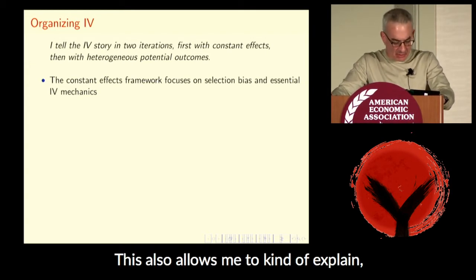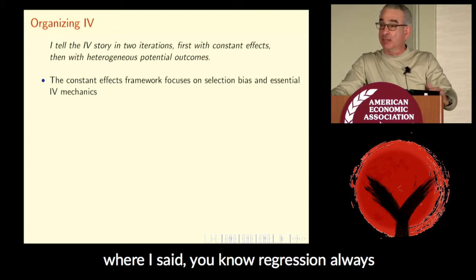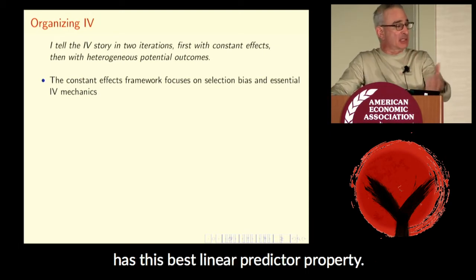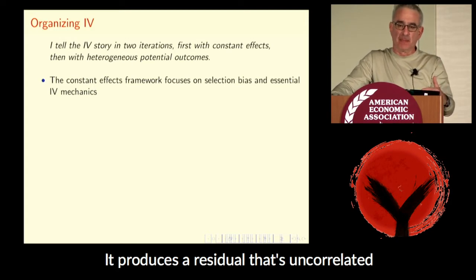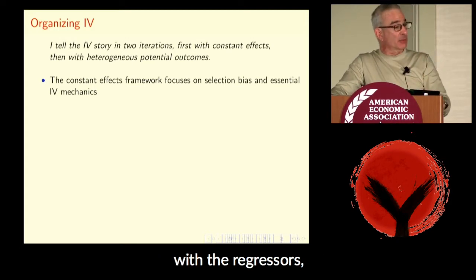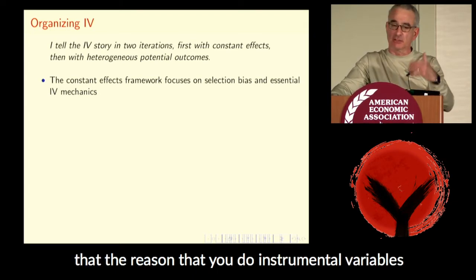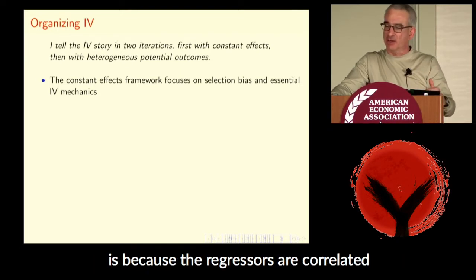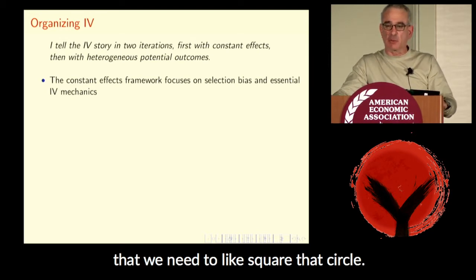This also allows me to explain. So we just went through this spiel on regression where I said, regression always has this best linear predictor property. It produces a residual that's uncorrelated with the regressors. And I know that you will have learned that the reason that you do instrumental variables is because the regressors are correlated with the residuals. And so there's some inconsistency there that we need to square that circle.